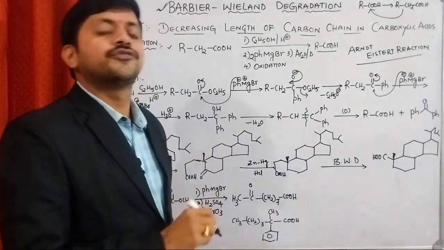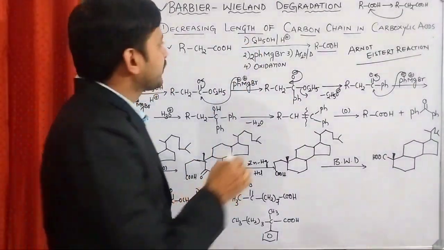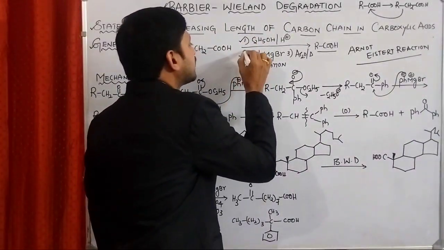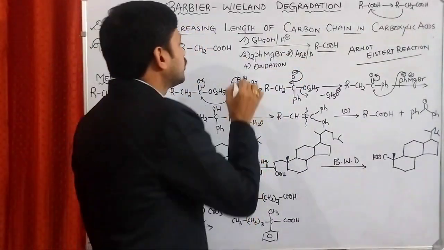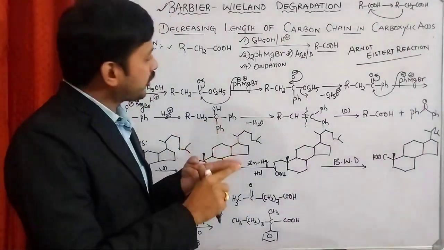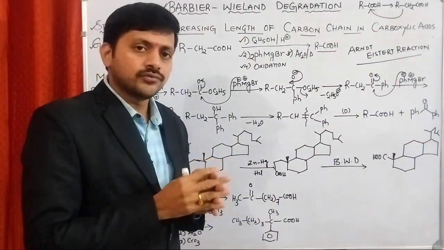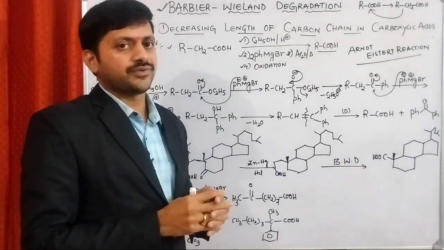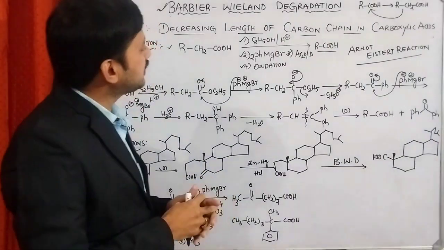So how are we going to perform this reaction? For that purpose we use different reagents. The first one is alcohol in acidic medium. The second one is Grignard reagent. The third one is a dehydrating agent. The fourth one is oxidation. If you do these 4 steps, we will get the carboxylic acid in which we observe a decrease of one CH2 unit. Right? Let's see the mechanism.